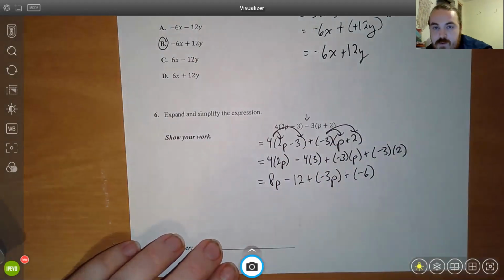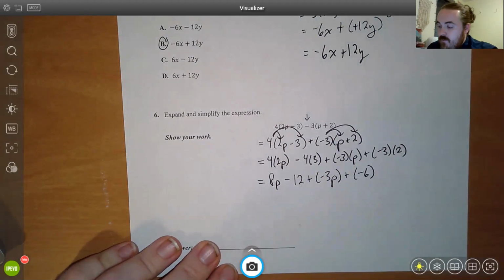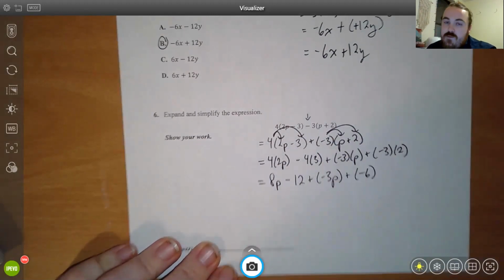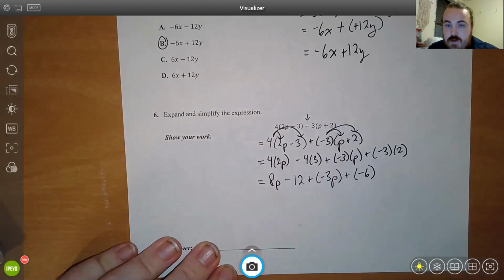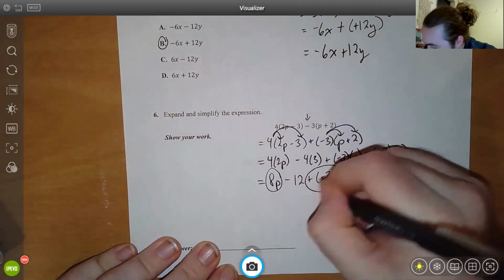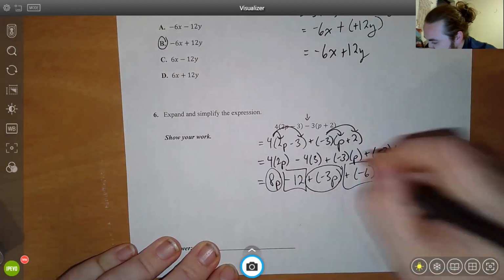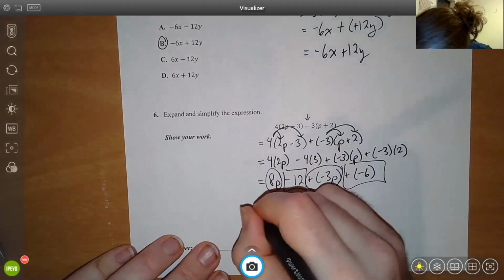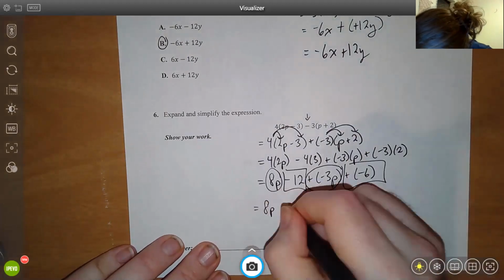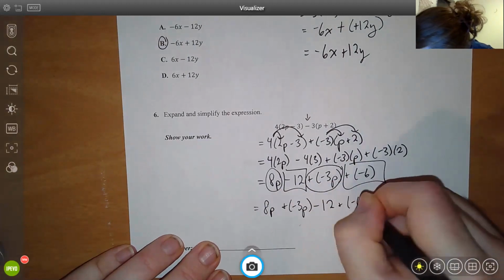Well, now we're not done. Some of you stopped here, and you cannot stop here. If you were correct at this point, awesome job. But it says simplify the expression. You're not fully simplified if you do not combine like terms. Gotta combine like terms. What like terms do we have? We have 8p and plus negative 3p. We have minus 12 plus negative 6. So rearrange it: 8p plus negative 3p minus 12 plus negative 6.